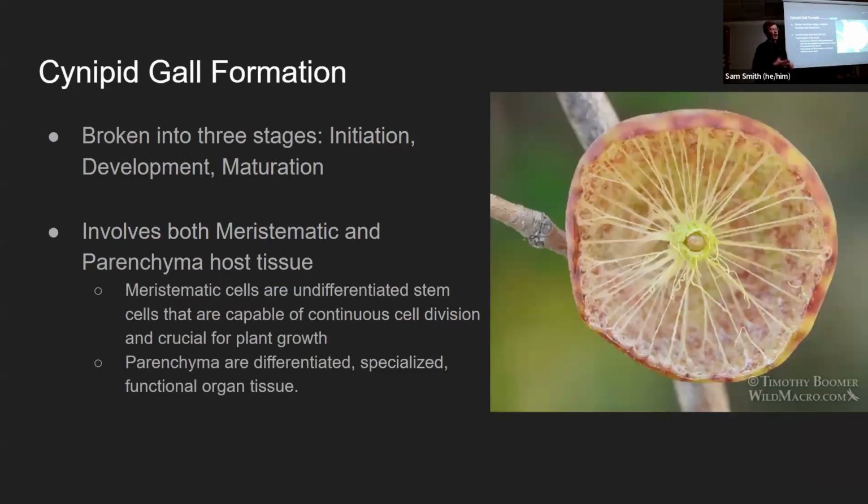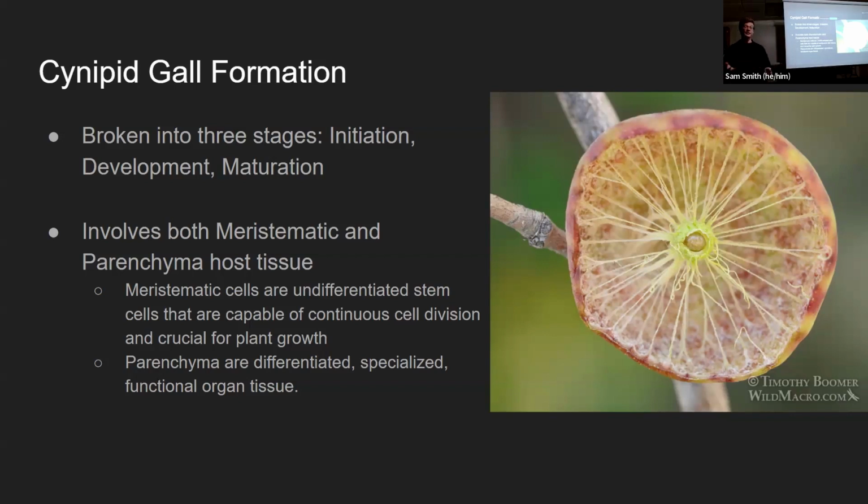Okay, diving into how the galls actually get produced. It's broken into 3 stages. You can think of it as initiation, development, and then maturation. Forgive a little science terminology. This is not really my background either, so I have a little more text here, and I'll go slow. It involves both meristematic and parenchyma host tissue.